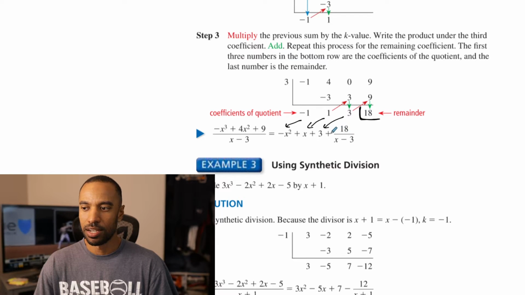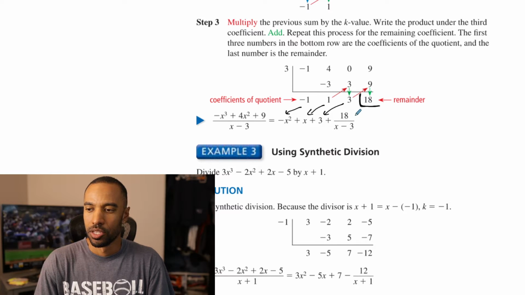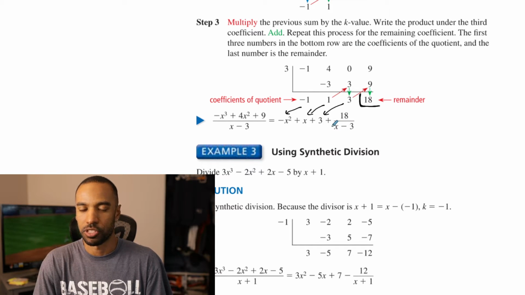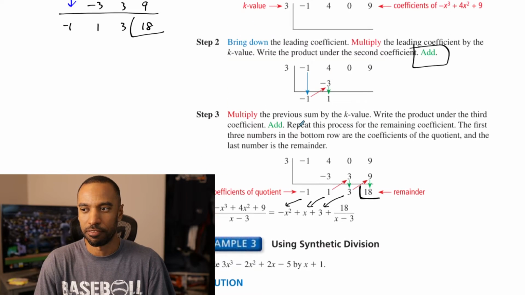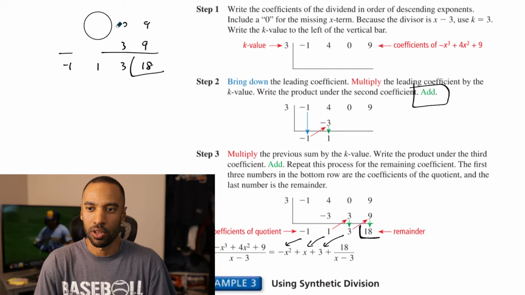And how do we write that? Plus 18 over the original x minus 3. Okay. So, there's their final answer. There's the result. So, this divided by this equals that here. Now, this did go faster if you know how the process works, significantly so compared to the others. So, let's do the same one in long division.